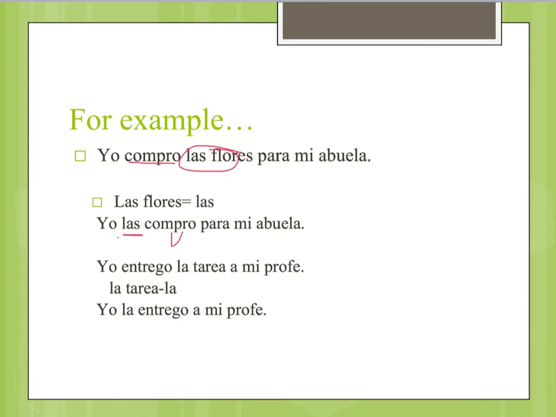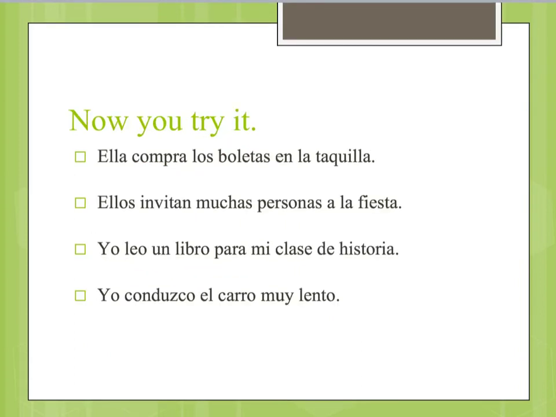Same thing is true with the next sentence. Yo entrego la tarea a mi profe. So entrego is our verb. I hand in what? The homework. Homework is feminine and singular. That's where I get my la from, and my la comes right before my verb. Notice that there's a yo. I can leave the yo or I can drop it out. I can say la entrego a mi profe or yo la entrego a mi profe. Up to you. Now you try it.